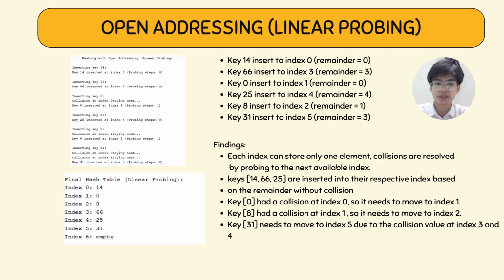We can observe that the keys 14, 66, and 25 are inserted into their respective index based on the remainder without collisions, while key 0 had a collision at index 0, so it needs to move to index 1, and key 8 had a collision at index 1, so it needs to move to index 2, and key 31 needs to move to index 5 due to the collisions at index 3 and 4.